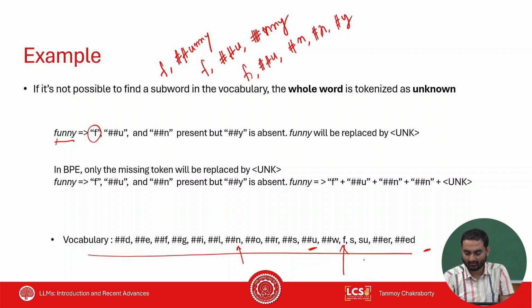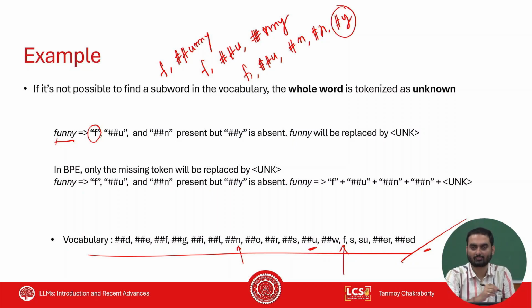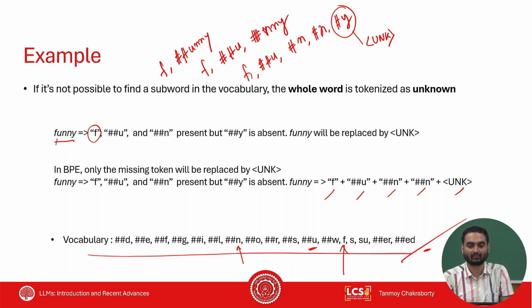Let's look at "##y". "##y" is not present here. What we did in case of BPE was replace this by the token UNK. In case of BPE, the tokens were F, U, N, N, UNK. But in case of WordPiece, the whole word is tokenized as UNK.